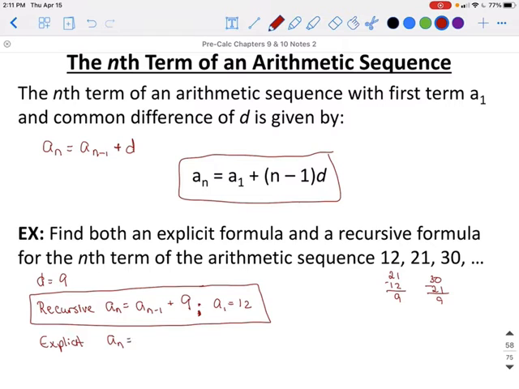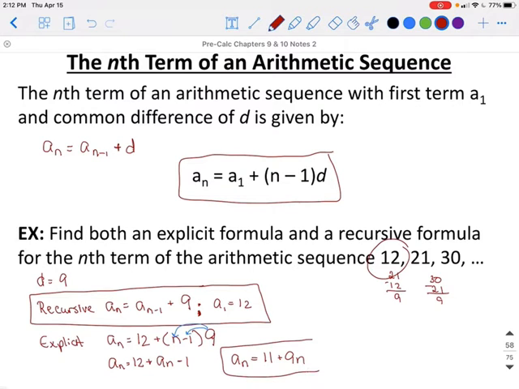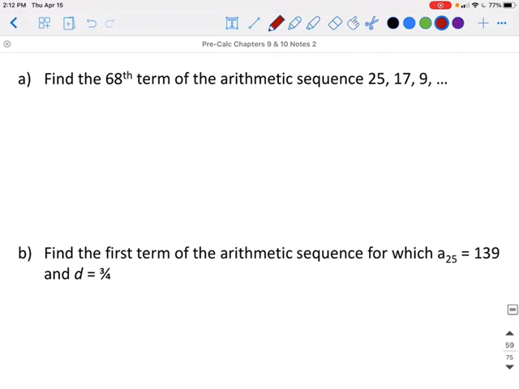To write our explicit formula, we're going to do a sub n is equal to our a sub 1. Our first term in our sequence is 12, so our a sub 1 is 12. Plus n minus 1 times our difference, and our difference is 9. Now we can take that 9 and we can distribute it to the n and the negative 1. So this will be a sub n is equal to 12 plus 9 times n is 9n. 9 times negative 1 is negative 9. And if we combine like terms, we're going to get 3 plus 9n as our explicit formula for this sequence.